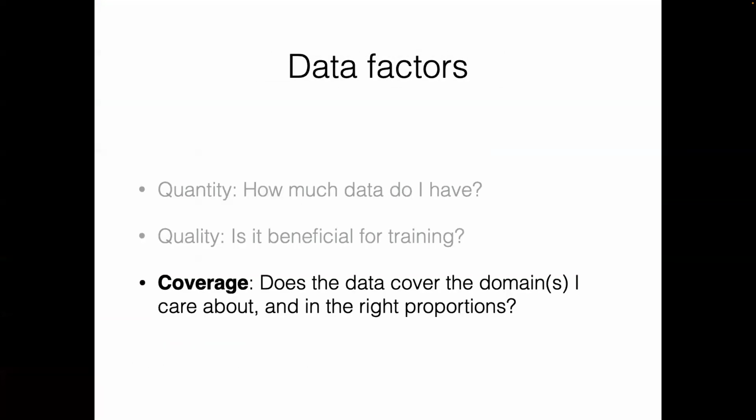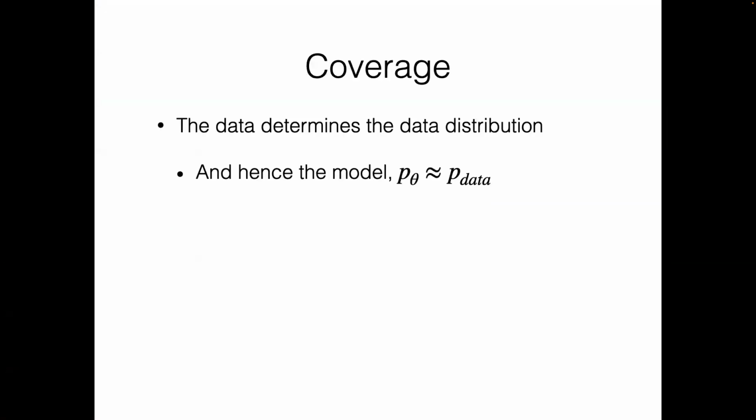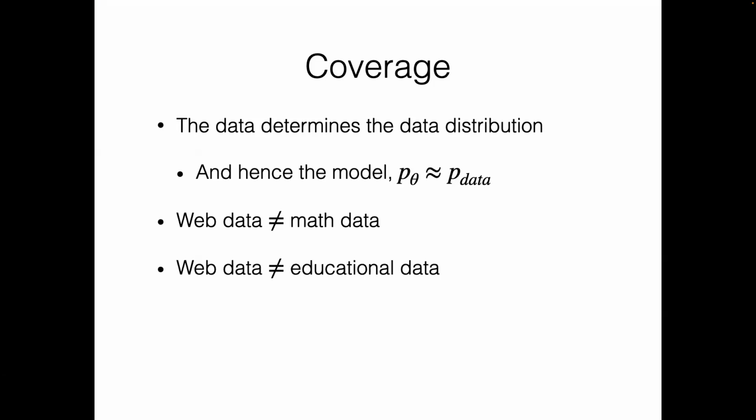So there's still one more thing related to data, which is coverage. As I mentioned before, when you're pre-training or training a language model, you're fitting some data distribution. And so ultimately the data that you choose will determine what kind of model is learned. For example, web data is not necessarily equal to math data, or educational data, or code data. And so you actually have to be careful about the exact composition of your pre-training data set.